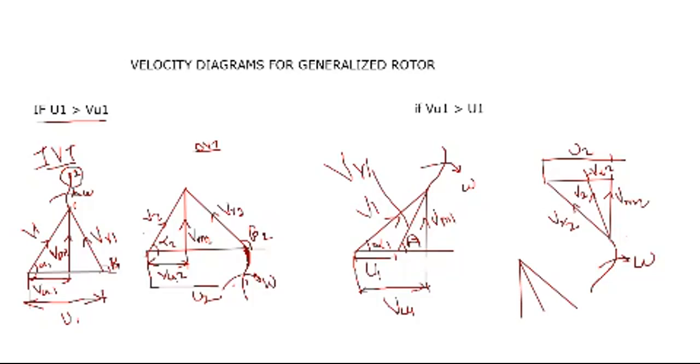Yes. And alpha 1, alpha 2, this is V2, this is VR2, this is beta 2, alpha 2, and this is U2, and this is VU2.